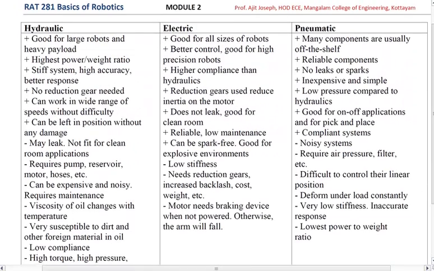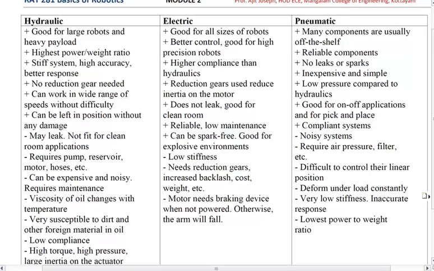Next, let us look at the various factors of hydraulic, electric and pneumatic systems. The plus signs that you see here are all the positives or advantages, whereas the negatives are basically the disadvantages. For each we have written various points. What you have to remember here is, based on the marks, you have to expand upon this, and it's not very difficult.